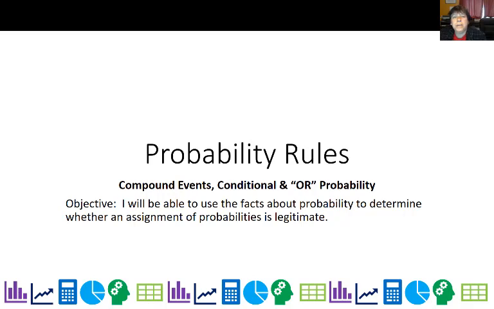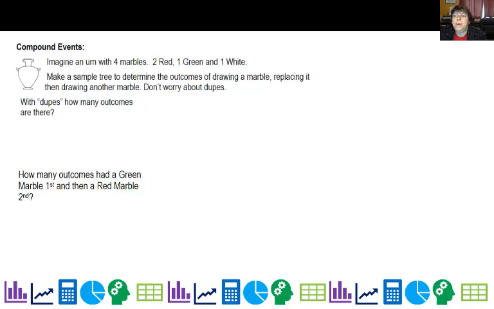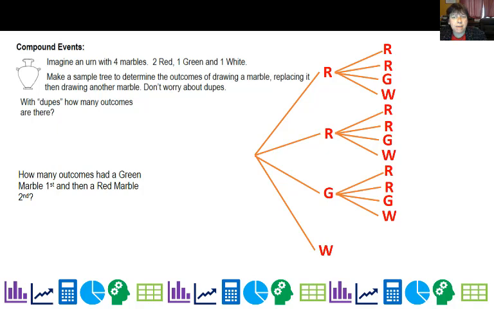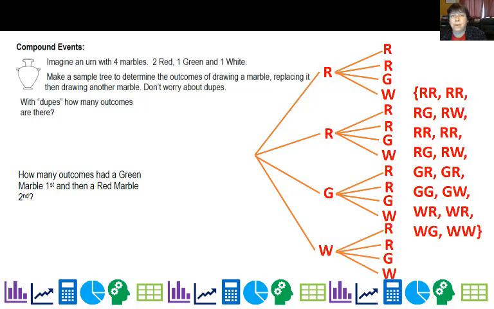Now we're going to start looking at compound events and revisit probability, which can be for compound or actually other events, single events. So we'll start with an urn, which has four marbles in it: two red, one green, one white. And I'm going to make a sample tree here. You don't really have to make the sample tree.